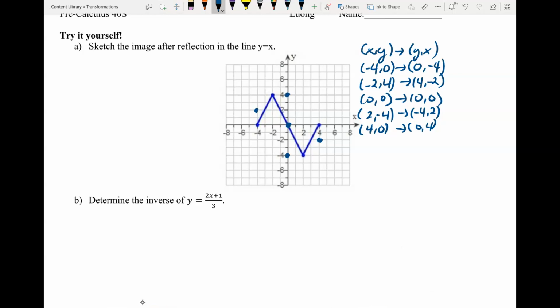I'm going to make sure that I'm connecting these points in order. So I'm going to go from the (0, -4) to the (4, -2). Then I'm going to go to (0, 0), (-4, 2), and lastly (0, 4). So this is our inverse graph.